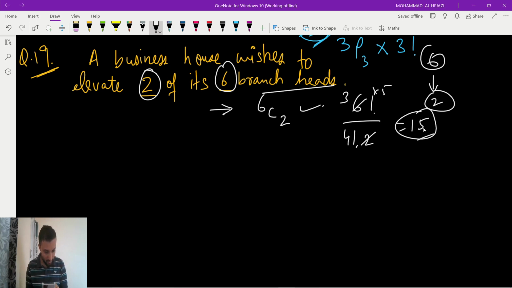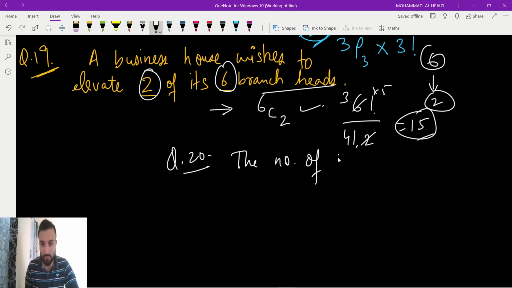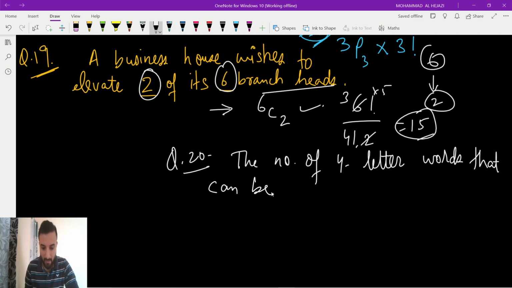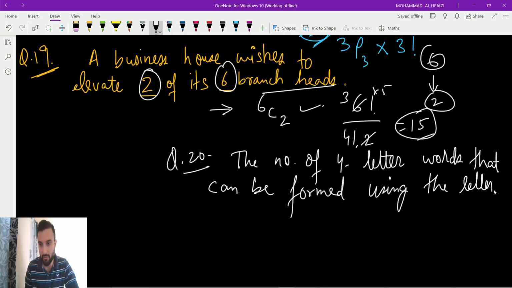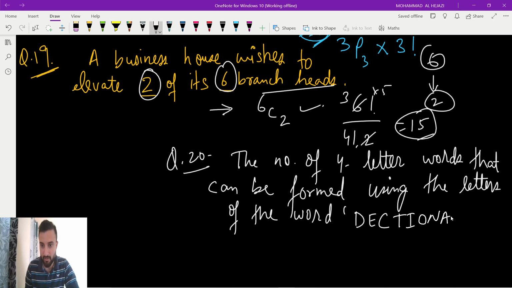Next question is question number 20. They said the number of four letter words that can be formed using the letters of the word dictionary. Letters of the word dictionary.